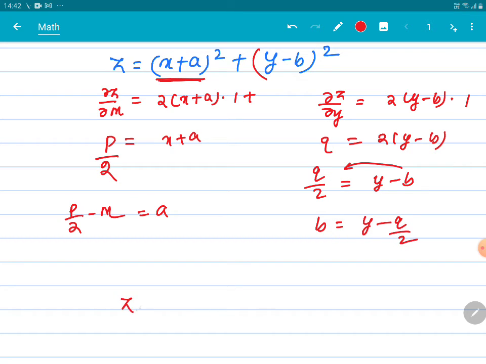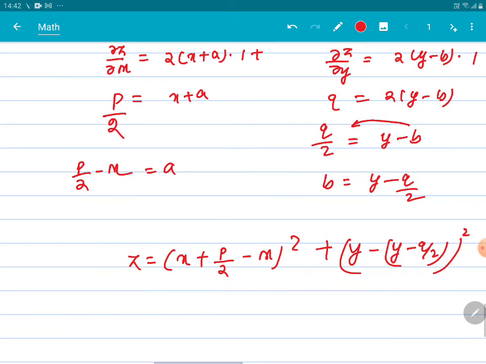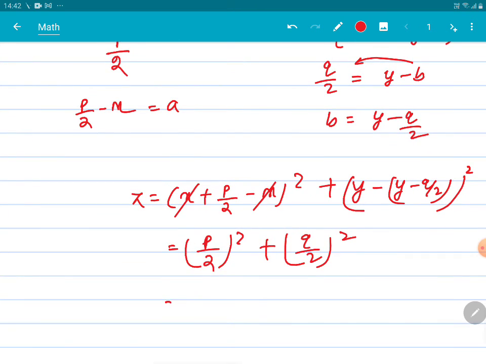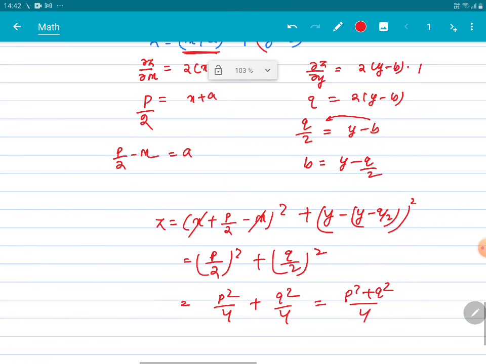Now just substitute. What is the x value? p by 2 minus x. And the y value? b value is y minus q by 2. Open the bracket. Plus x minus x cancel, this is p by 2 whole square. Plus y minus y cancel, this is q by 2 whole square. So the answer is p square by 4 plus q square by 4, which is p square plus q square by 4. So now all constants are eliminated. Okay. Done.